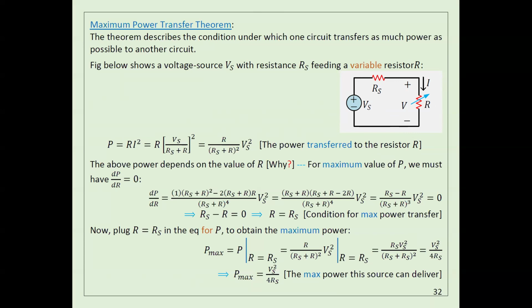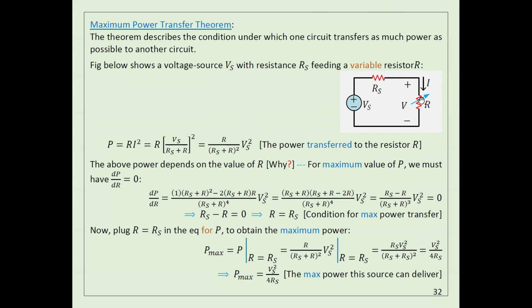If I ask you, what is the power we have here, the power to this resistance? You know the power is I square R. There are different ways to calculate it: it can be V times I, it can be I square R, it can be V square divided by R. But anyway, I will say I square R.